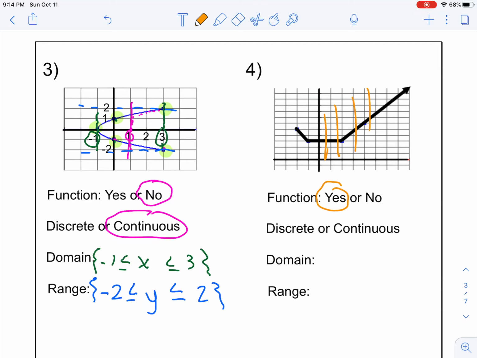Again, you have an infinite number of points on your graph, and they're all connected together, so that's why it's a continuous line or curve. So it is continuous. My domain, again, is my x values.